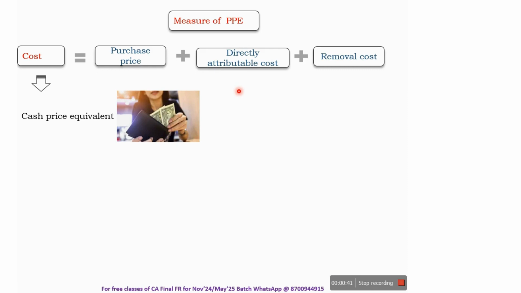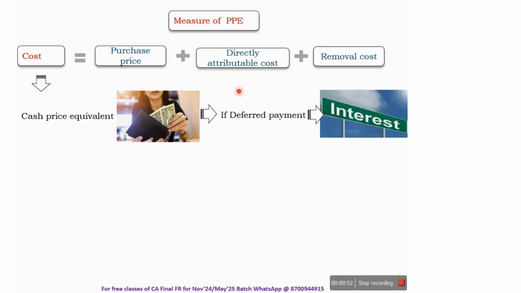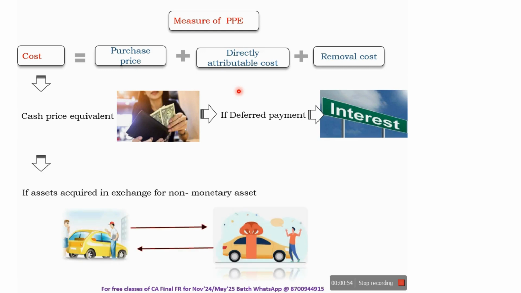In case the entity has obtained the asset on credit terms, the difference between the price on credit terms and the cash price will be booked as interest expense. In case an asset is acquired in exchange for a non-monetary asset, it will be booked at fair value, and a self-constructed asset will be booked at cost.